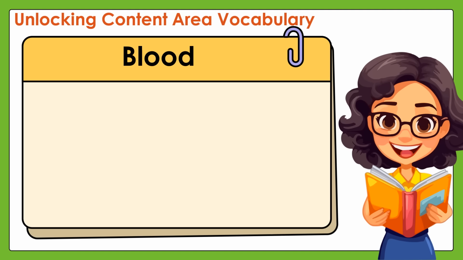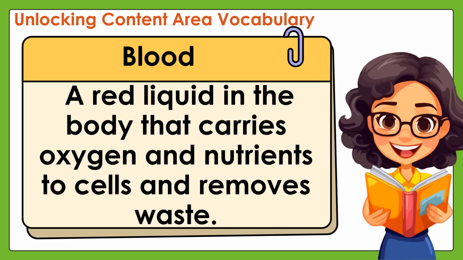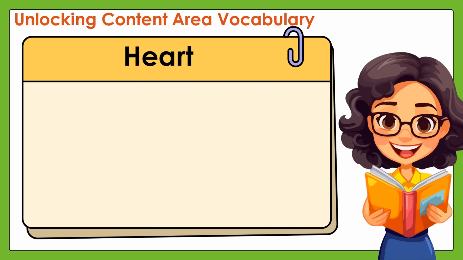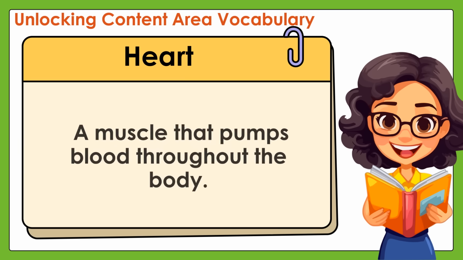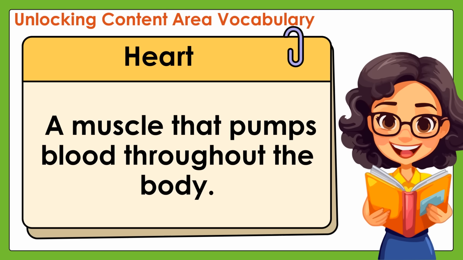First, we have blood. Blood is a red liquid in the body that carries oxygen and nutrients to cells and removes waste. Second, heart. A heart is a muscle that pumps blood throughout the body.